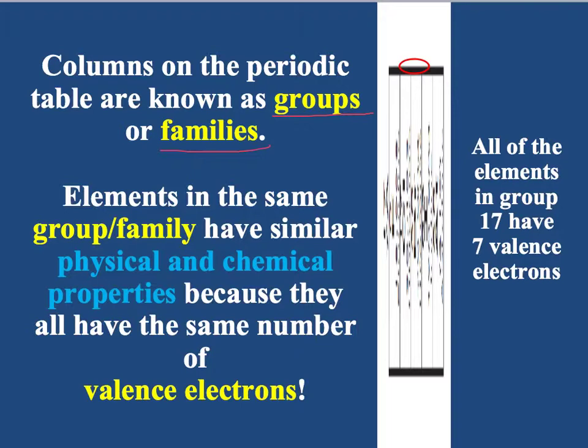Well, elements behave in the same way. Because they're part of the same family, they look like each other, and they behave like each other. And the reason they do this is because of the number of valence electrons. They all have the same valence electrons.